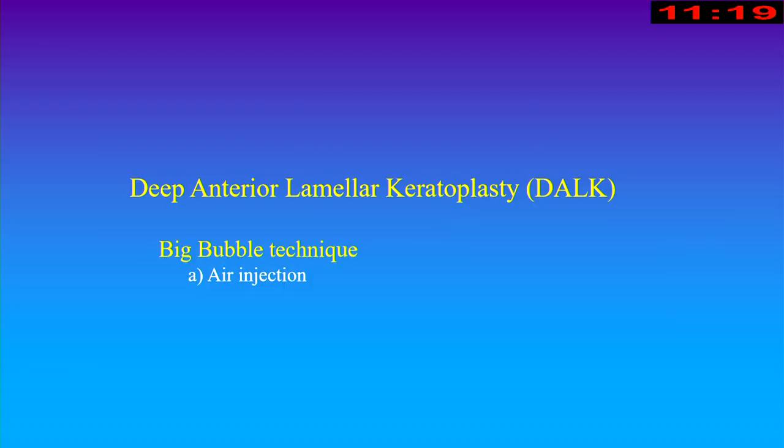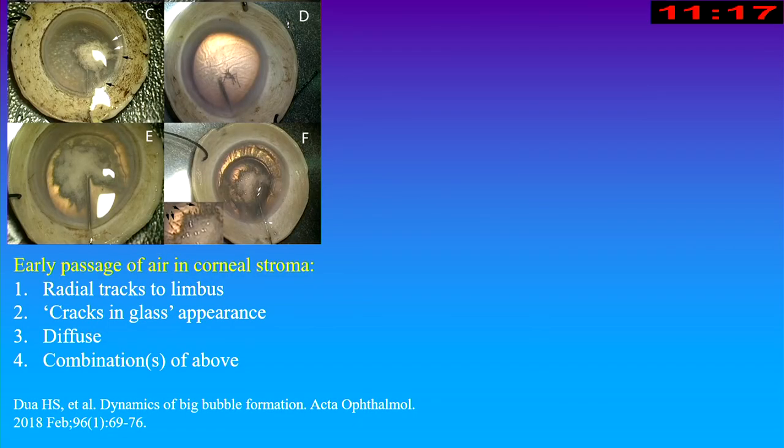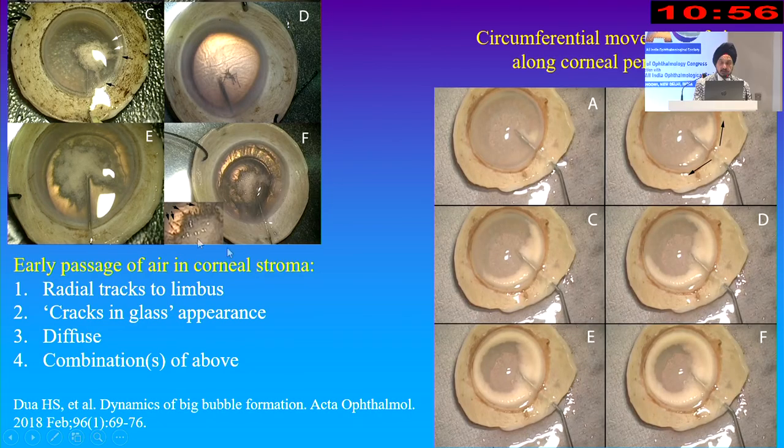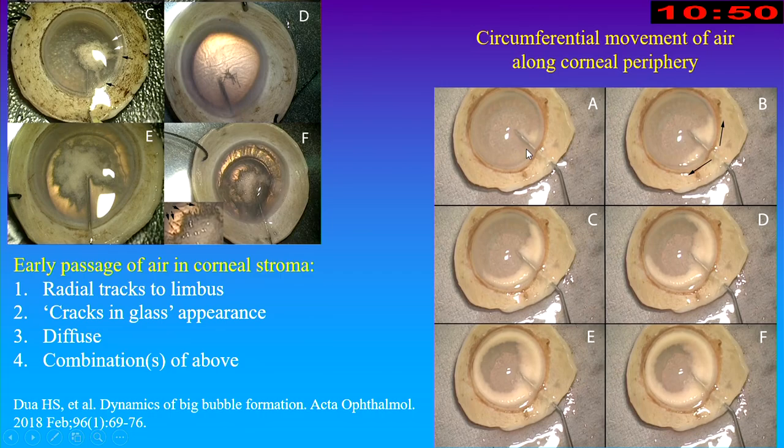Now let's look at DALK by air injection. What happens when you inject air? If you look at it minutely, and these are human eye bank eyes, you will find that air moves from the center in radial tracks towards the limbus. And this can be in a compact cornea in the form of fine, like cracks in a glass line, or more diffuse. Once it reaches the limbus, and here you can see one track, it then goes clockwise and anti-clockwise to make a complete circle.